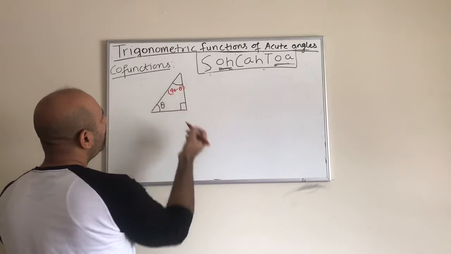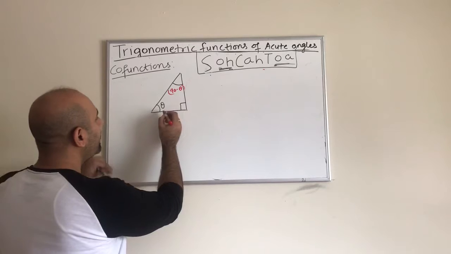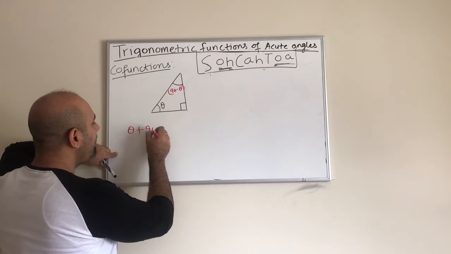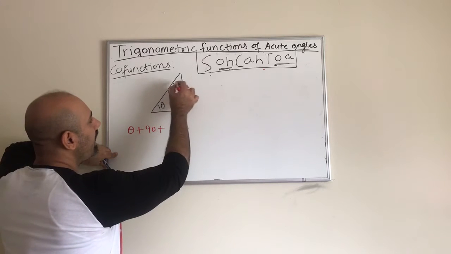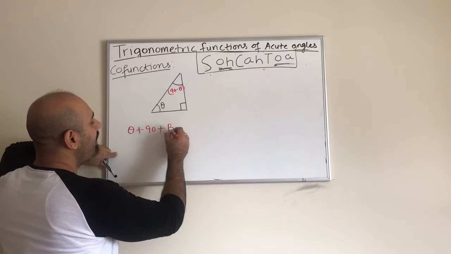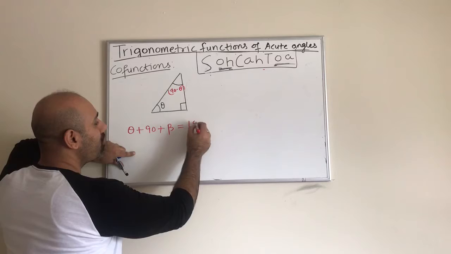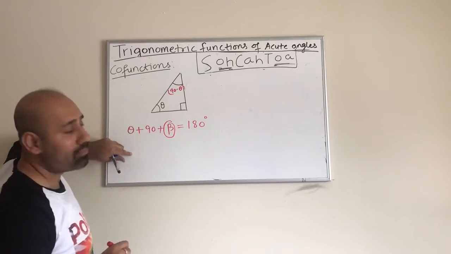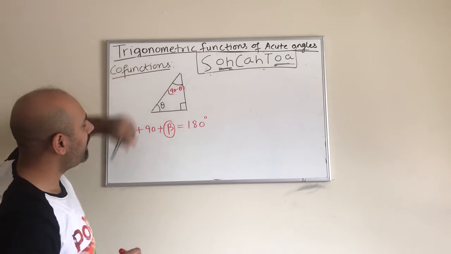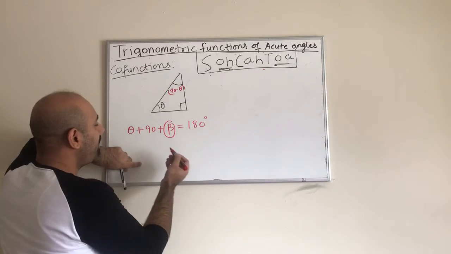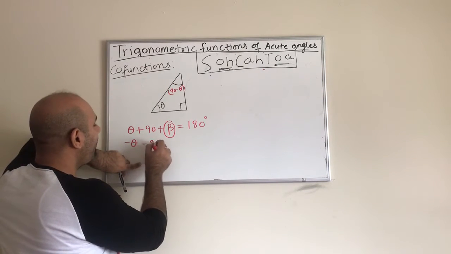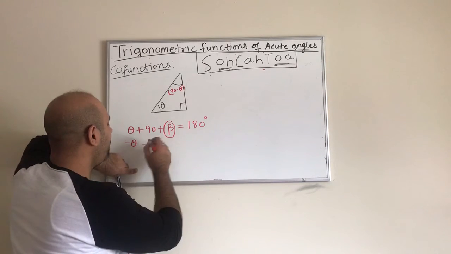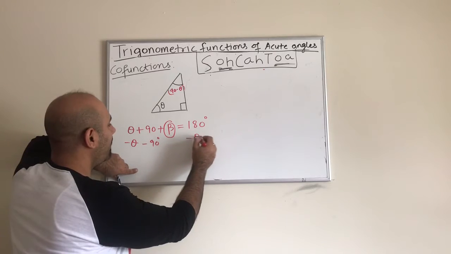So guys, let me show you quickly the math of this. We know the sum of the angles, theta plus this angle plus 90, is 180. Let us say we don't know this angle, and let us call it beta. We know the sum of all these three angles is supposed to be 180 degrees. Now, if we want to find the value for this angle beta, what we have to do is subtract theta and subtract 90 from both sides, like we would solve a simple linear equation.